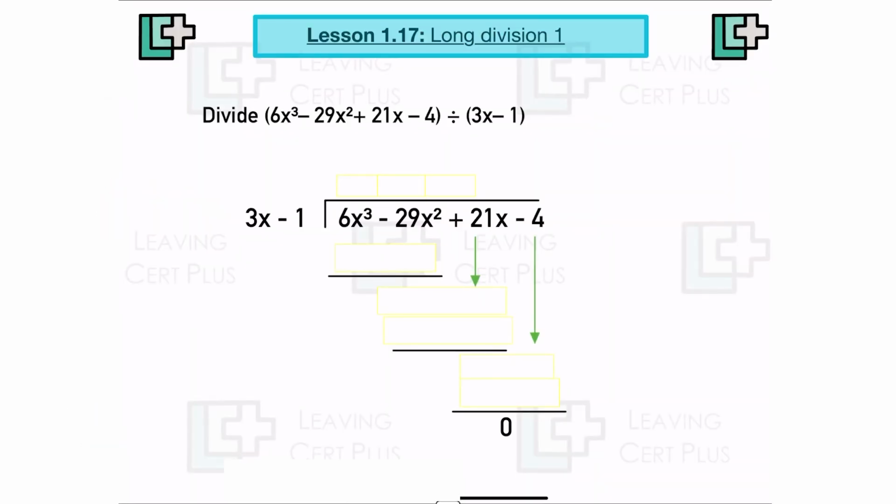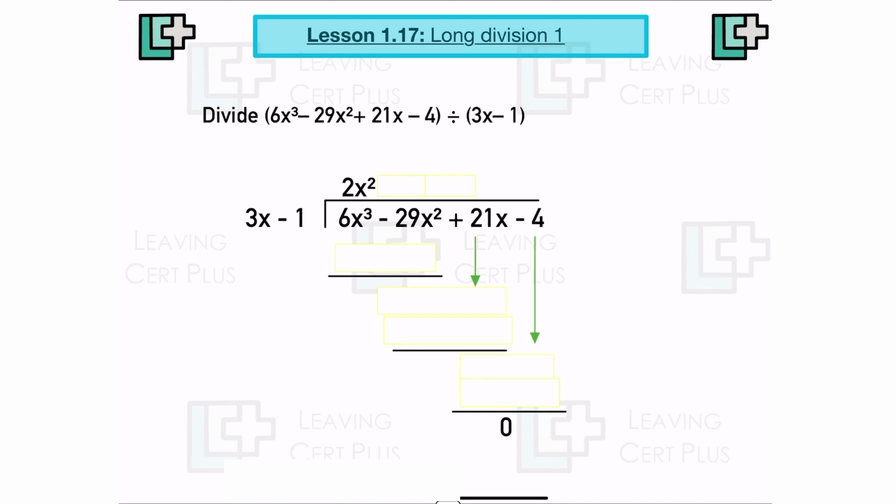This is lesson 1.17. We're looking at long division. So we're dividing a cubic function by a linear function. First of all, put your cubic function underneath your divide sign and you're dividing it by this linear function. The first question you need to ask is, what do I need to multiply this 3x by to get 6x cubed? So first of all, your coefficient 3, to get up to 6, you've got to multiply by 2. And you want to get that x up to x to the power 3. So now you're multiplying by 2x squared.